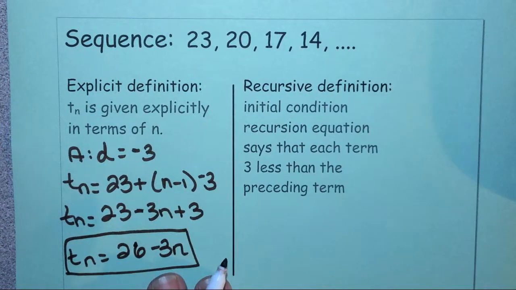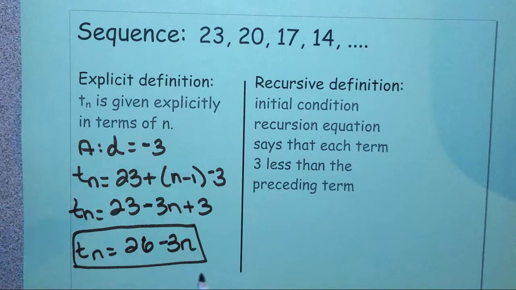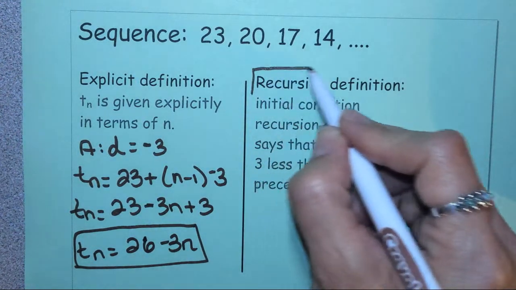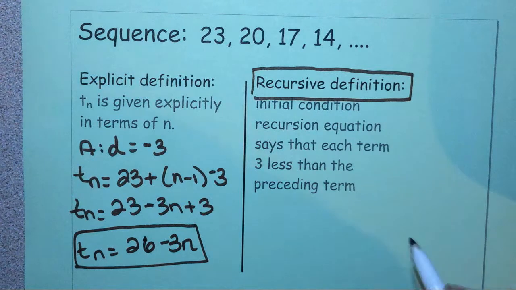So this is explicit because the definition is in terms of n, exactly what we're asking for. I don't have to look at anything else. I just want to know the third term, I plug in 3. If I want to know the millionth term, I plug in 1 million. We're done. What we're going to do today is do a recursive definition.